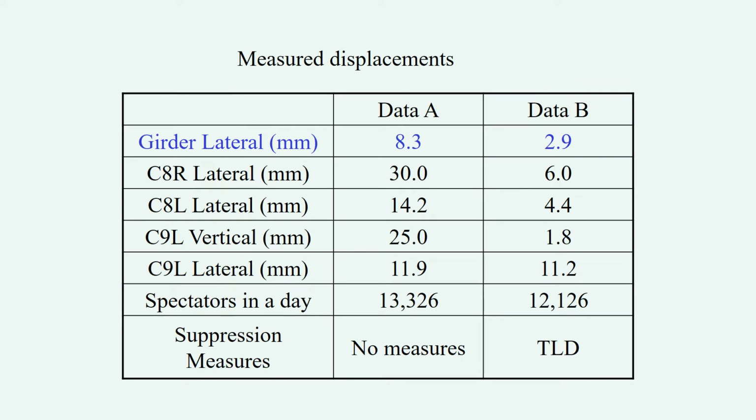This table shows the Grada displacements measured on 2 different days. The number of spectators were almost the same on both days, so the external forces were considered almost the same. Data A is before TLDs were installed, and data B is after TLDs were installed. The Grada lateral displacement of data B is about 35% of data A. This also shows TLD worked very well.